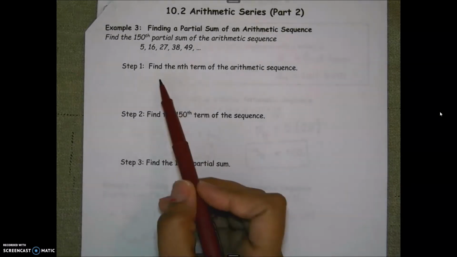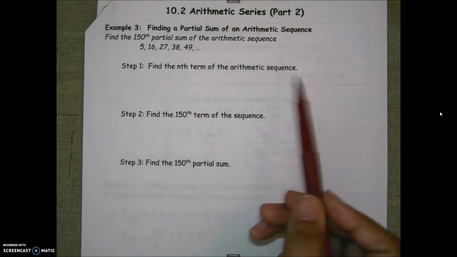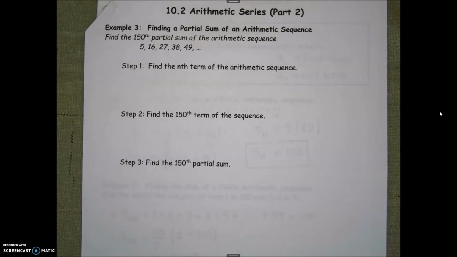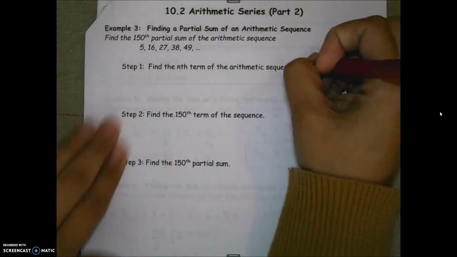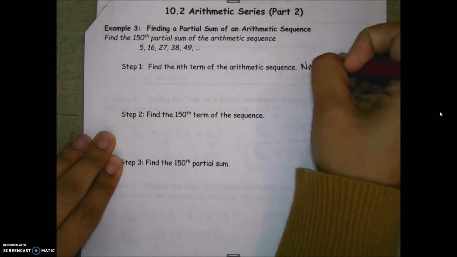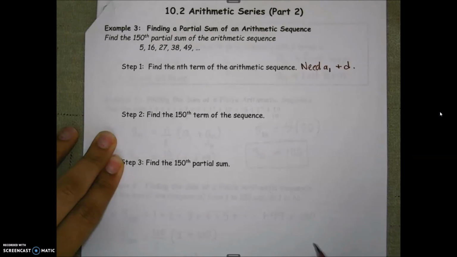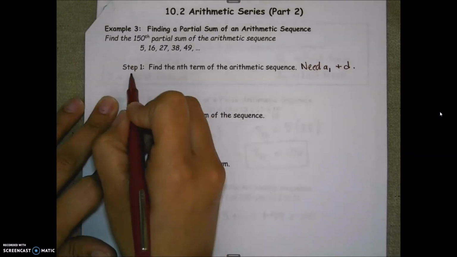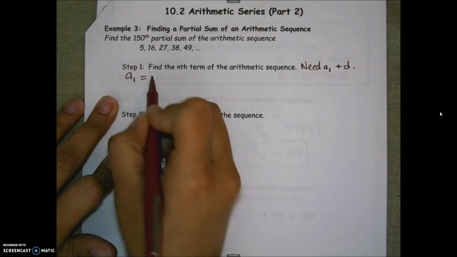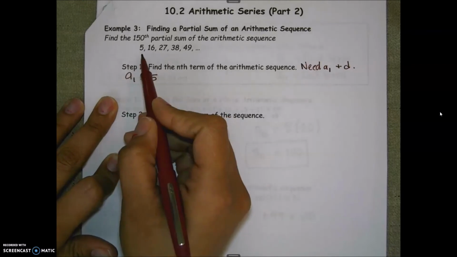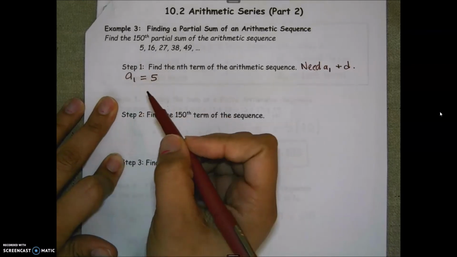The first step is to find the nth term of the arithmetic sequence. So in other words, I want to find the equation. There are 2 things that you need. You need to know what A1 is, and you need to know what the common difference is. In this particular case, we know what A1 is. A1 is equal to 5. And why? Because it's the first term in the sequence.